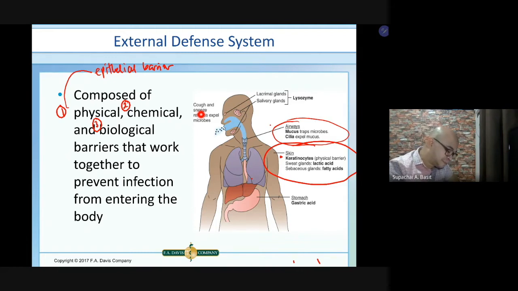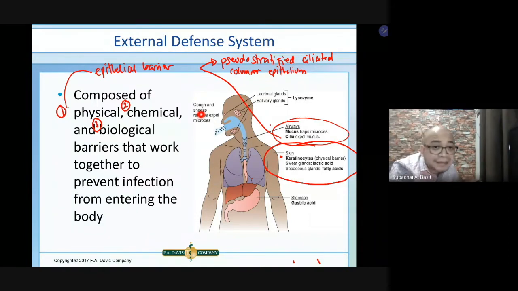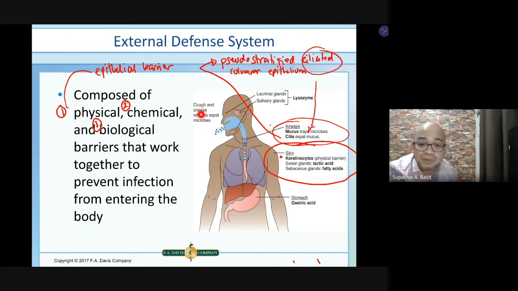And the respiratory lining, so let's go back again to histology, is made up of pseudostratified ciliated columnar epithelium. The pseudostratified ciliated columnar epithelium obviously has cilia, and this cilia can expel mucus away.